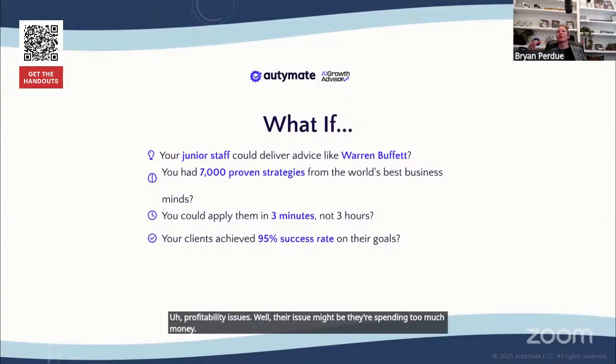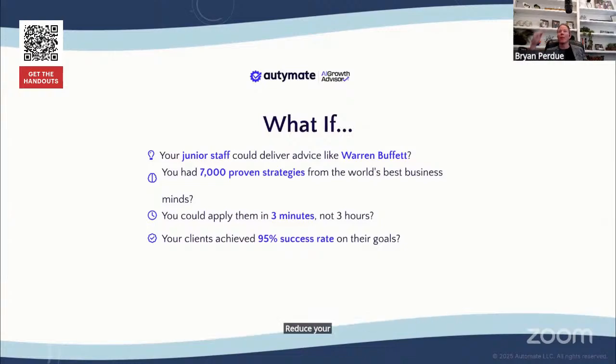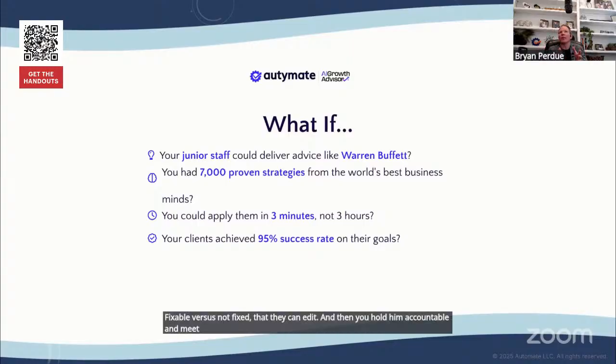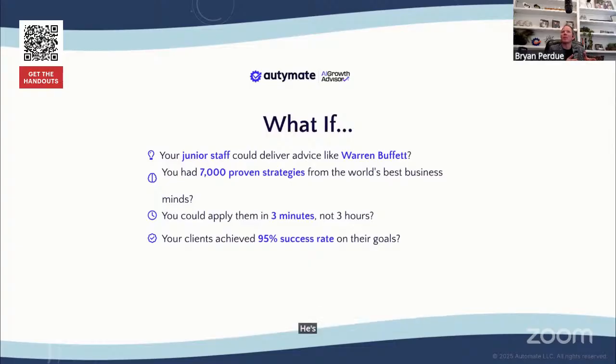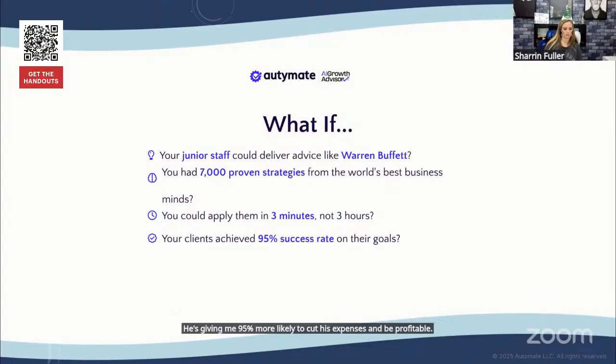So if you have the right metric, reduce your expenses, right? How much did you reduce your expenses this week? And then you give them the right strategy to reduce those expenses, like stack rank his vendors and say which ones are fixable versus not fixed that they can edit. And then you hold him accountable and meet with him weekly or monthly. He's going to be 95% more likely to cut his expenses and be profitable. And that's the value that we bring.